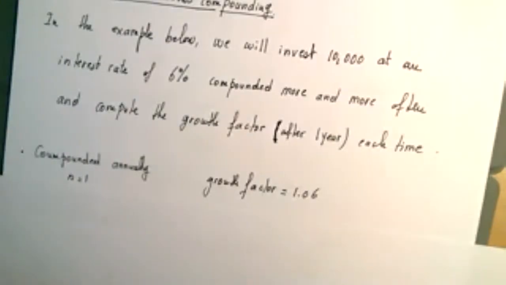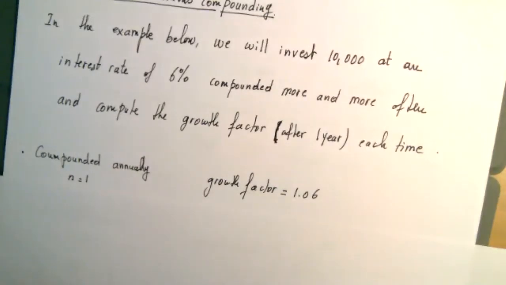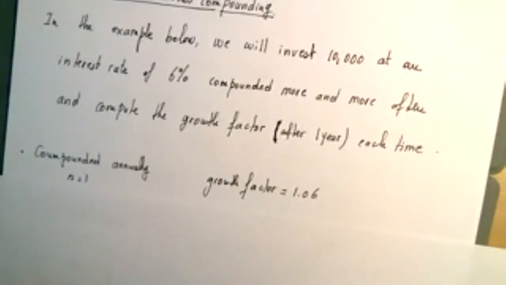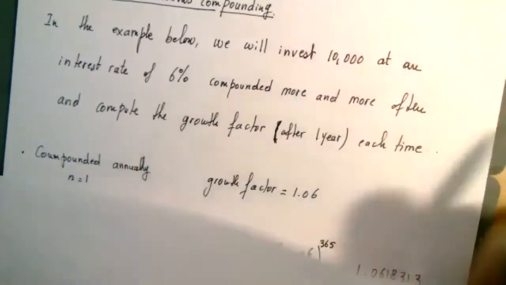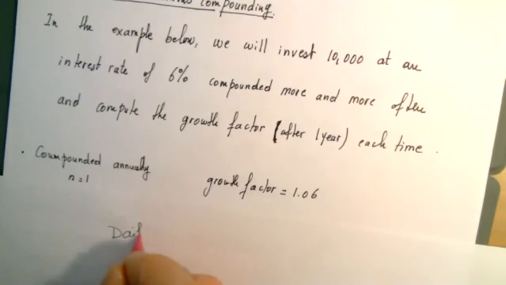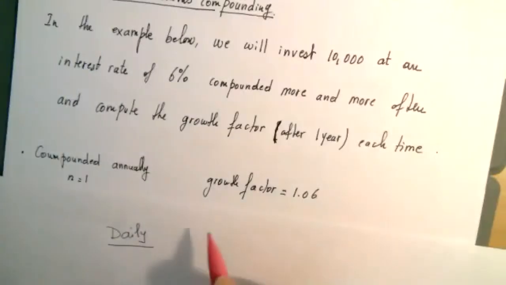True or false? True. Once a year, nothing else. That's the basic case. So that's how much the growth factor is. It means the rate here is 6%. It's once a year. Part 2. I'm going to compound it daily. If I compound it daily, what is the growth factor?